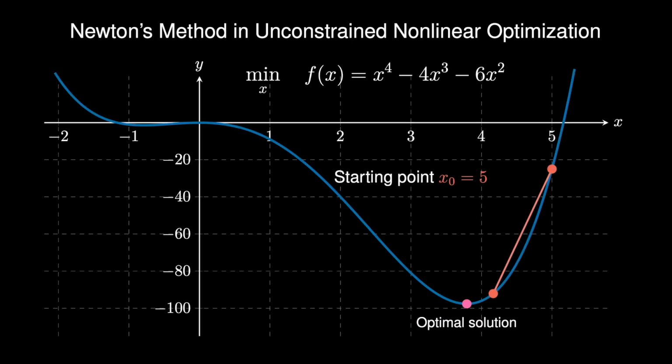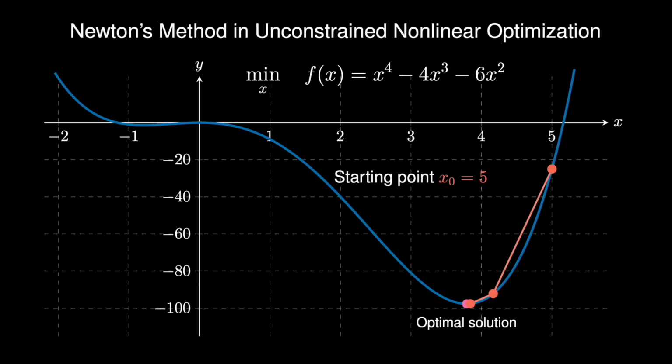Here we visualize the starting point x0 equals 5. On the function curve, we are starting far to the right of the minimum. Newton's method will use a tangent line and the curvature information to efficiently navigate toward the global minimum.